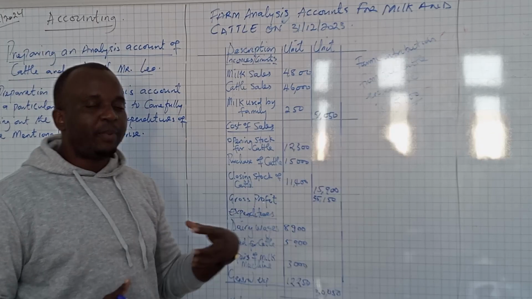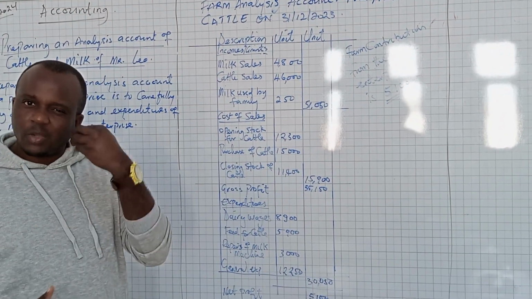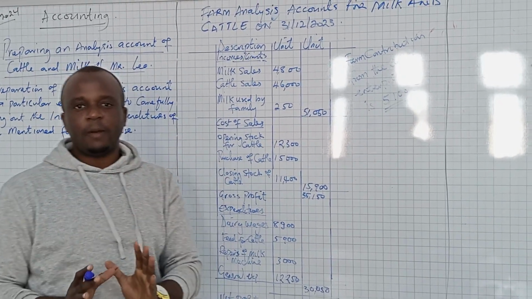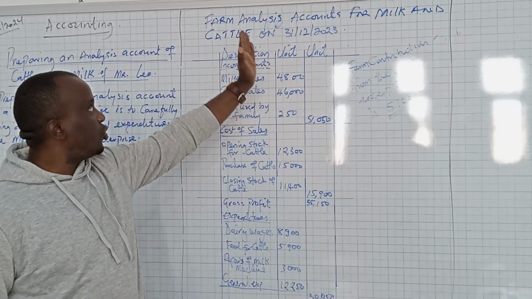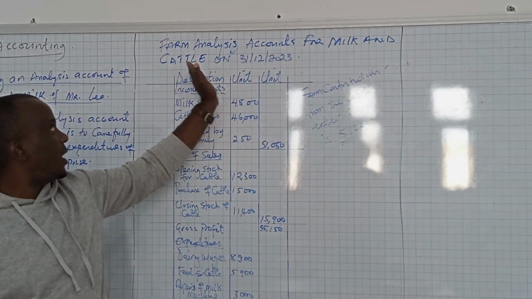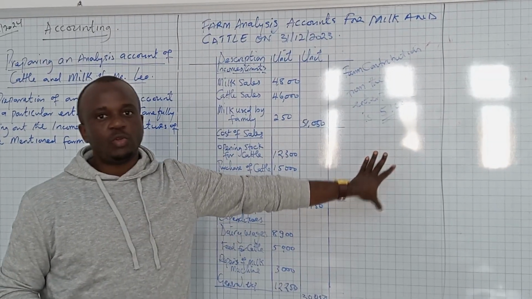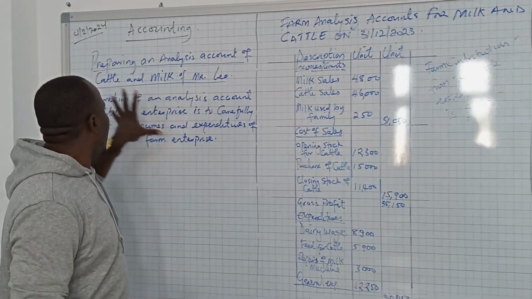But when they ask you to prepare an analysis account of a particular section of that farm, it means they want you to bring out just data concerning that particular enterprise. As it's asked, they said you should prepare just for milk and cattle. It means we are not going to involve anything concerning sheep as we did in the receipt and the payment account. So what do we do?